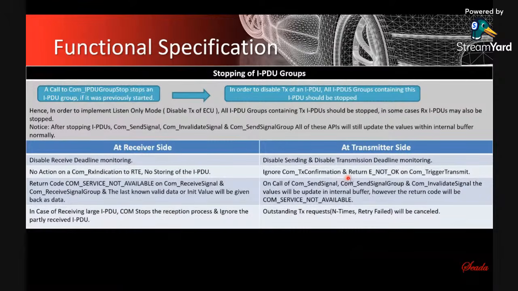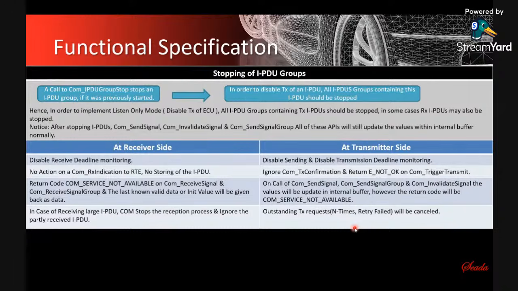Okay, and from the transmitter side, it's going to be the same. It will ignore any Com transmit confirmation, any Com trigger transmit, and ignore the behavior of any transmission deadline monitoring. But calling Com_SendSignalGroup, Com_InvalidateSignal, Com_SendSignalGroupArray maybe, all of this is going to update the internal buffer. However, the return will still be COM_SERVICE_NOT_AVAILABLE according to the SWS.